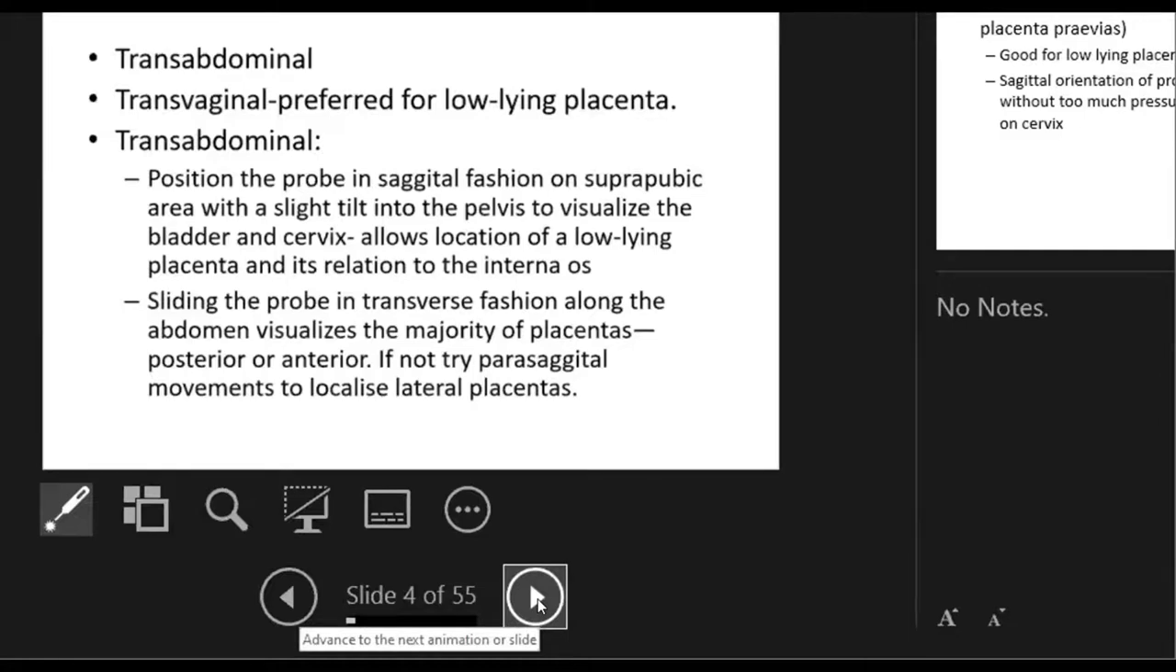You put on color flow mapping so that you can examine the cord insertion. Where is the cord inserting? Is it a central insertion? Is it marginal? Is there a filamentous cord insertion? So you put on color flow mapping.